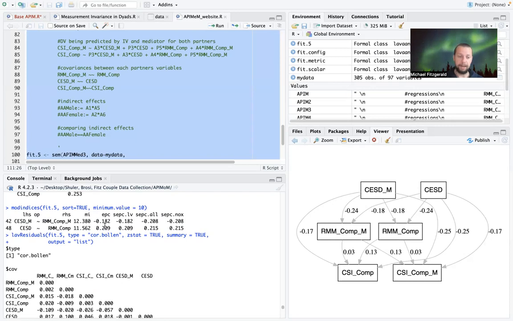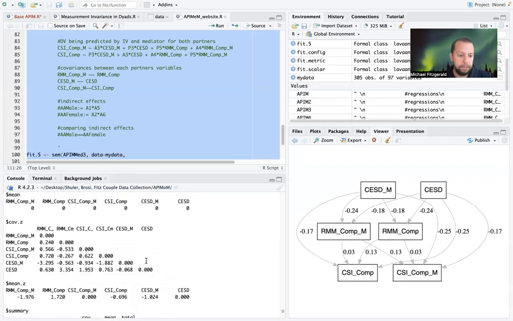Sometimes we'll actually have a modification index that pops up that doesn't make any sense. For example, a time 2 variable predicting a time 1 variable. That doesn't make sense. So if you just follow those mods, you're never actually going to get back to your correct model. So just be exceptionally careful with your mod indices, and be sure to have a theoretical justification for any modifications that you do make.